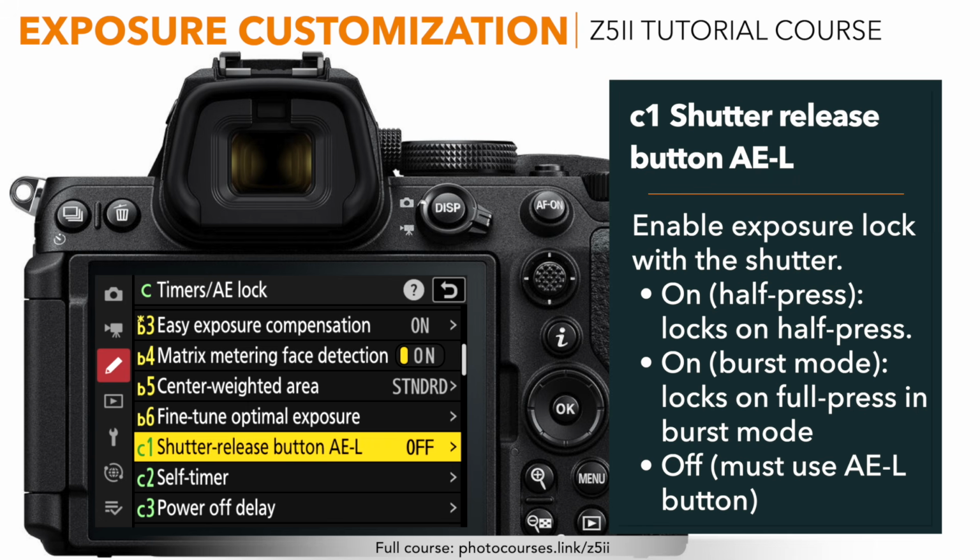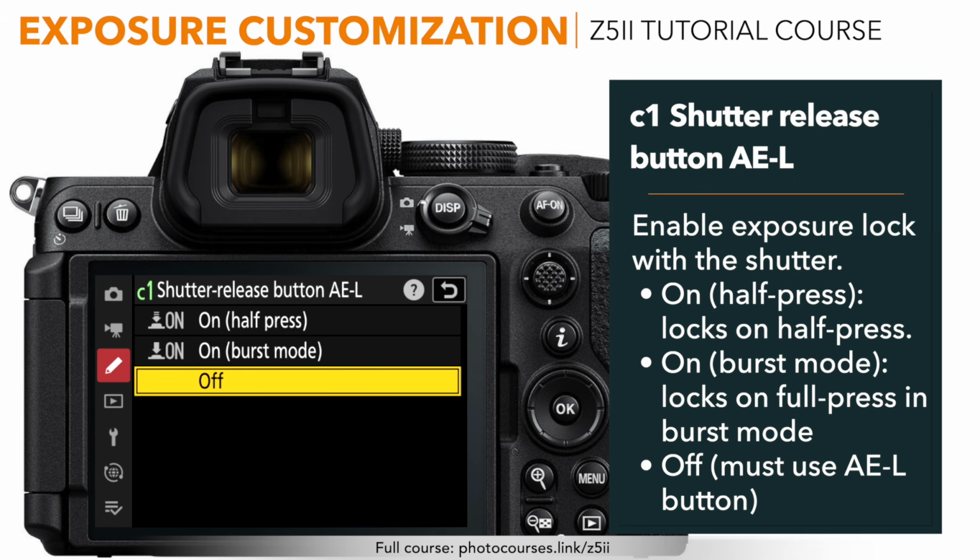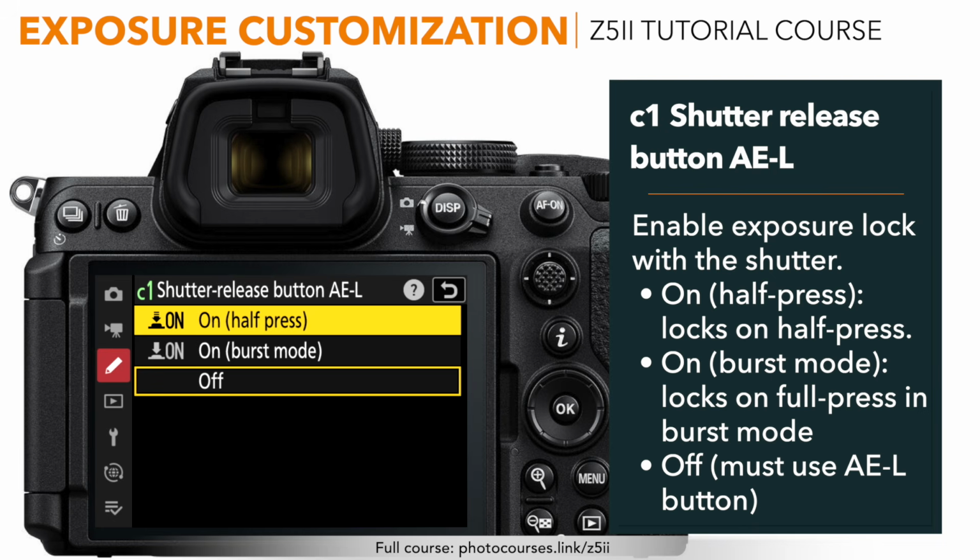Moving into the C group, C1, shutter release button auto exposure lock. That's going to set whether or not the exposure is locked with the shutter button, with the half press. We mentioned that in the last lesson. The default value is off, which is different from how nearly every other camera is set up. In most other cameras, if you press the shutter button halfway, it's going to lock the exposure. Off is not going to do that. You'll need to use another button to lock the exposure. If you do want the exposure to lock when you half press the shutter button, you have that option here.